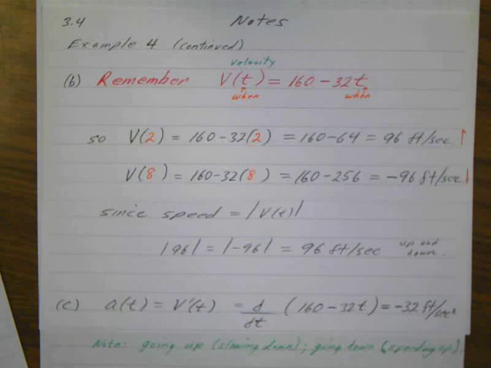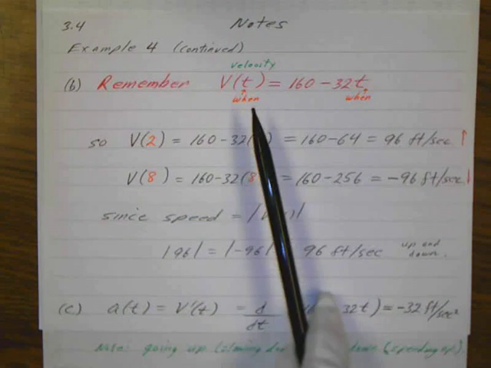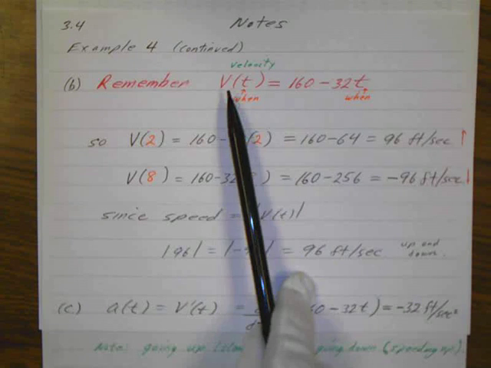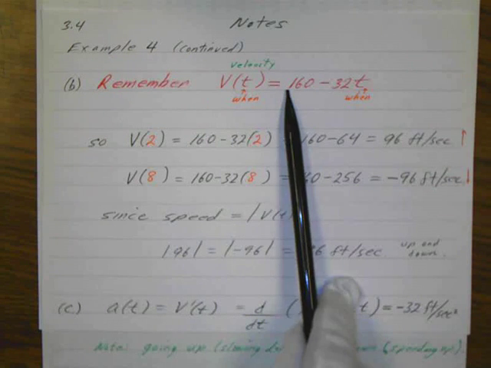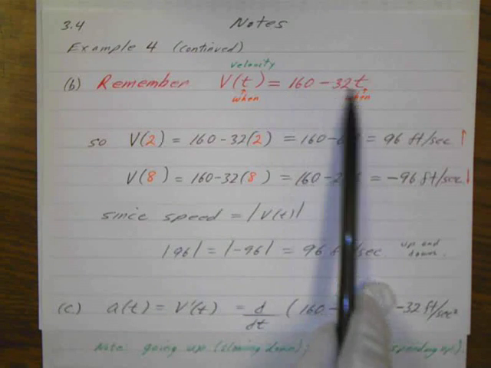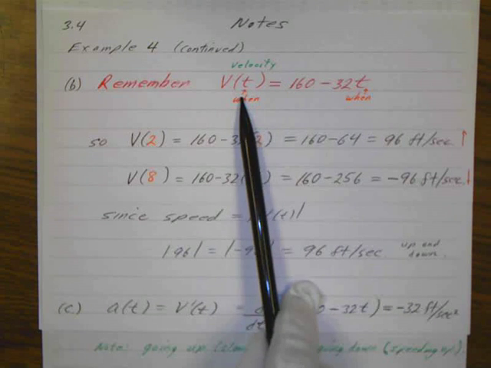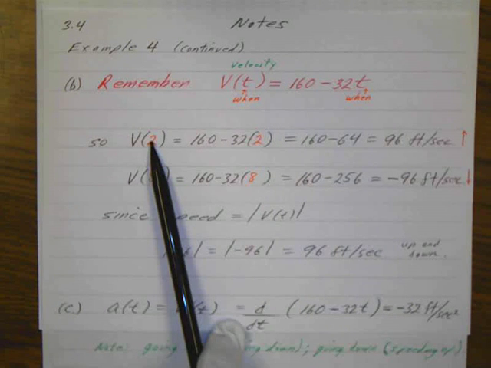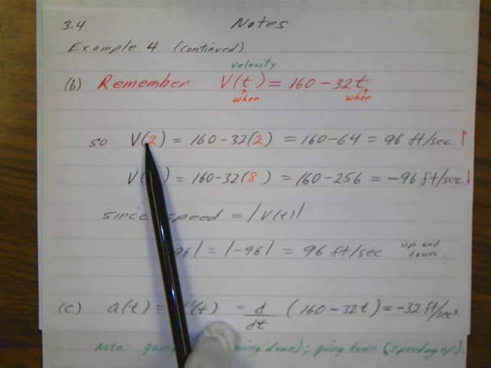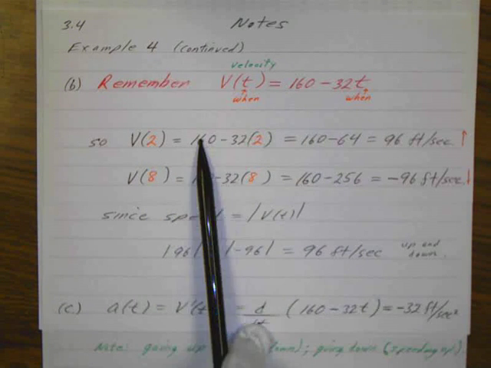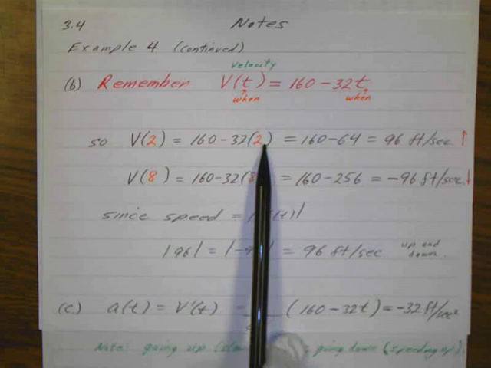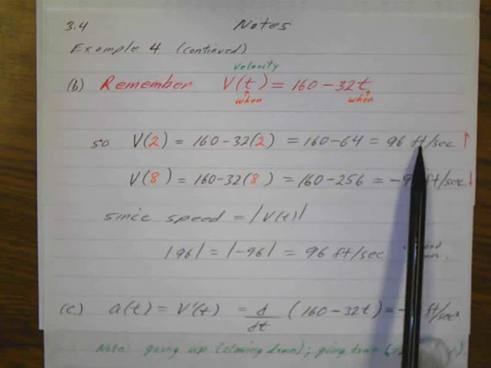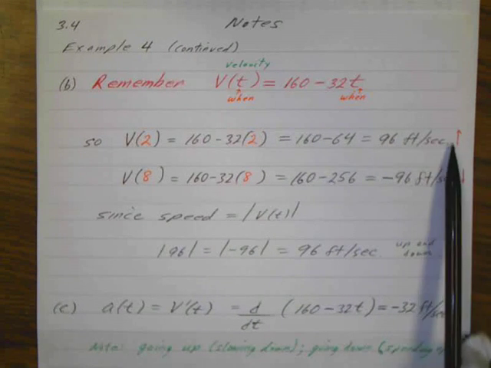So we're going to find the velocity, because the velocity is v of t, which was 160 minus 32t. We know what the when is now, 2 seconds or 8 seconds. We want to find the velocity at either of those times. So I can put 2 or 8 into this velocity. 160 minus 32 times 2 is 160 minus 64, which is 96 feet per second, positive. That means I'm going up.